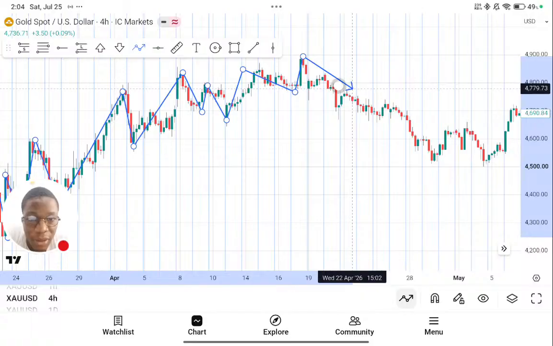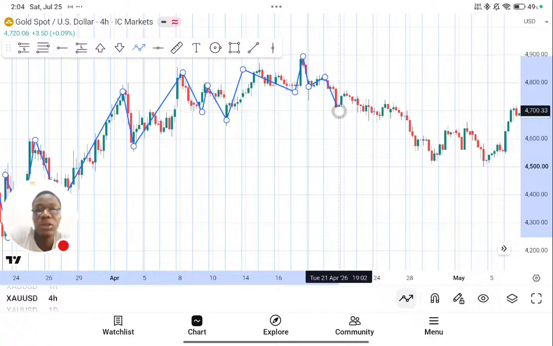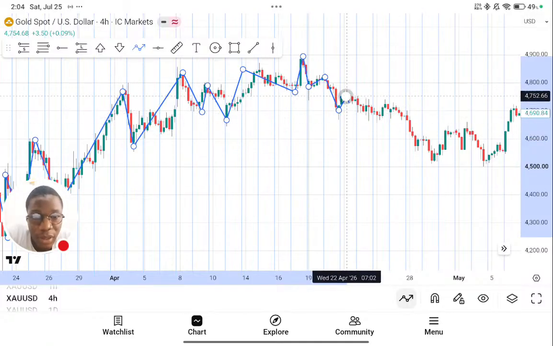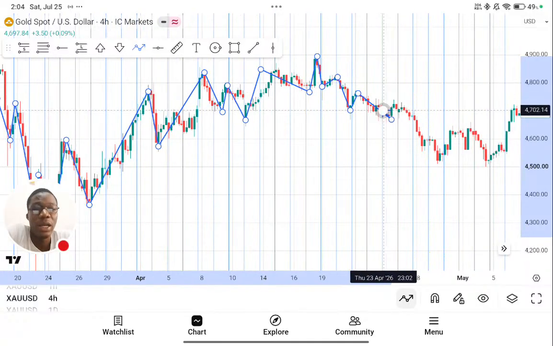Is there a body close? Not yet. It came. It couldn't even attempt to make a new high. Then went on ahead to break this new low. It couldn't make a new high. You see, trend has changed from this one. Went on ahead to break this low. Couldn't make a new high.